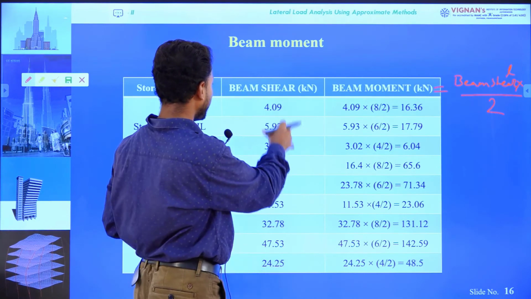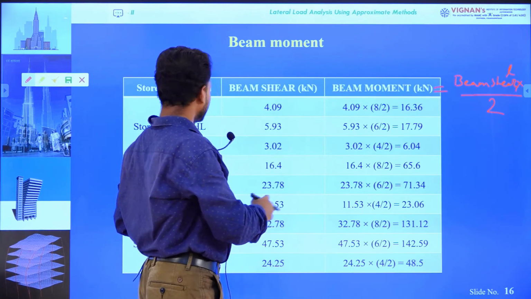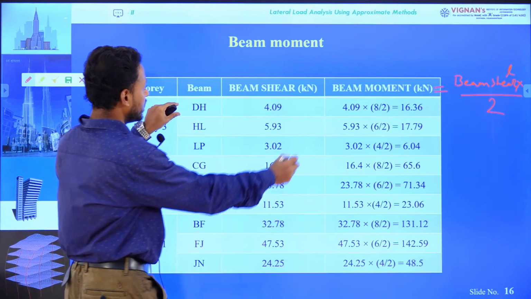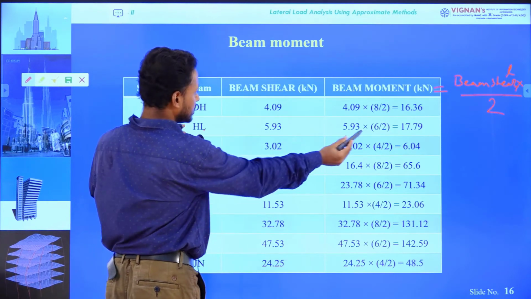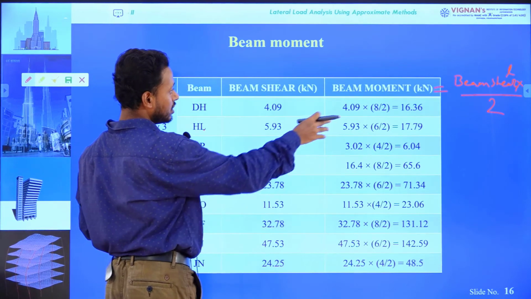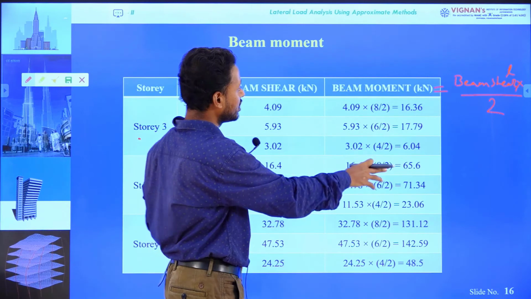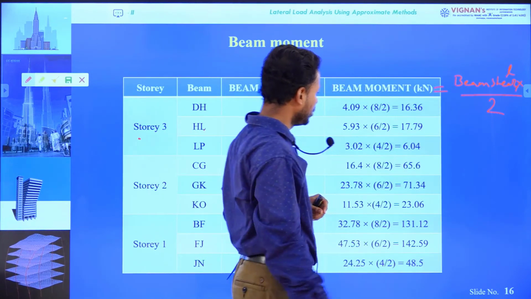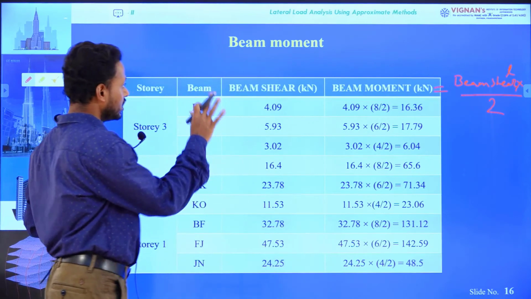Okay. So, all the values are in kilonewton. In this story, the span of DH is 8 meter, HL is 6 meter and LP is 4 meter. So, in this way you can calculate the beam moment using this formula, that is beam shear into L divided by 2. You will get the beam moment for each beam.